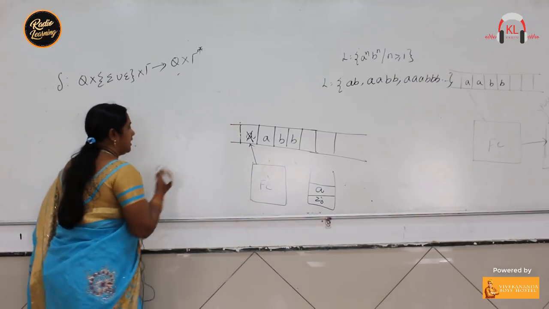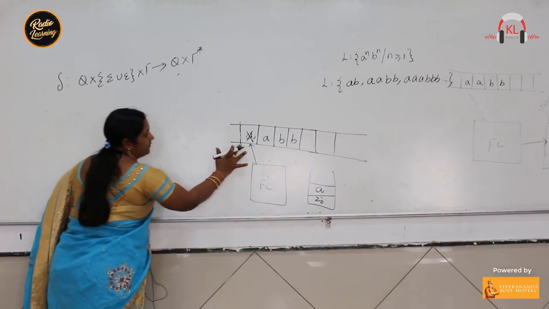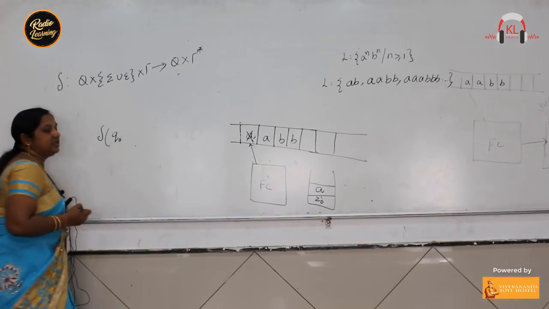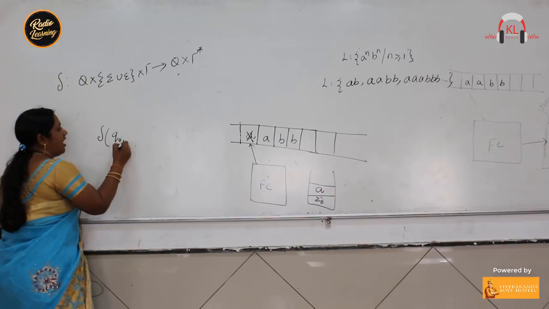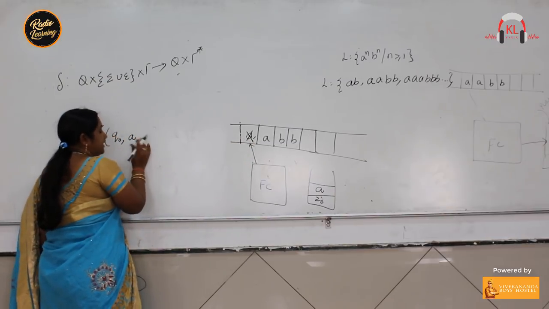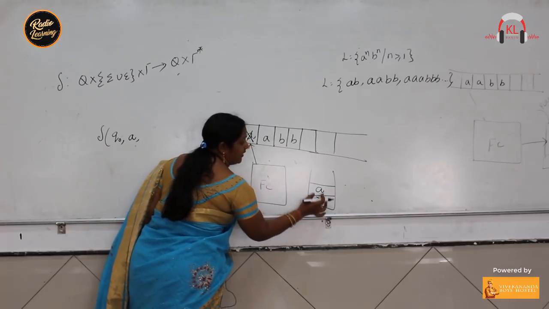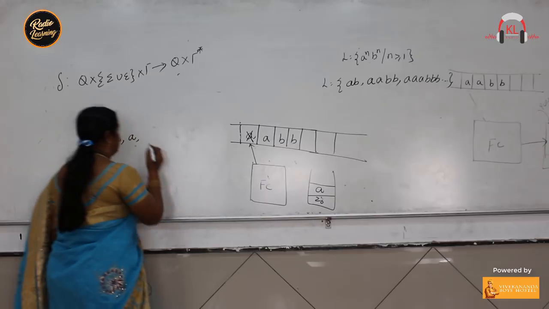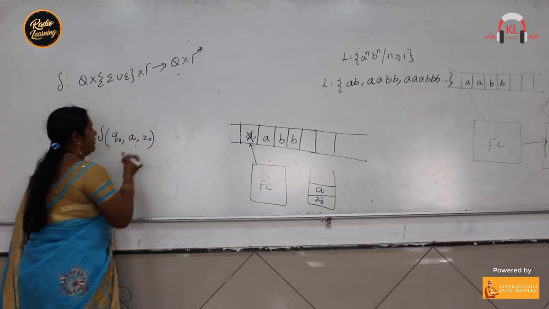Here, how are we going to write the transition function for this? So delta: initially I am here in the state Q naught, reading the input symbol A. Next, what is the top of the stack initially? Whenever you have not pushed anything into the stack, the initial stack symbol is Z naught. So here is the transition I am writing.